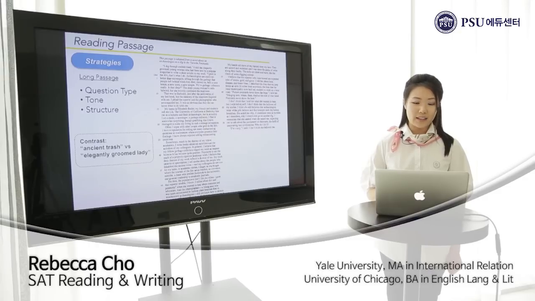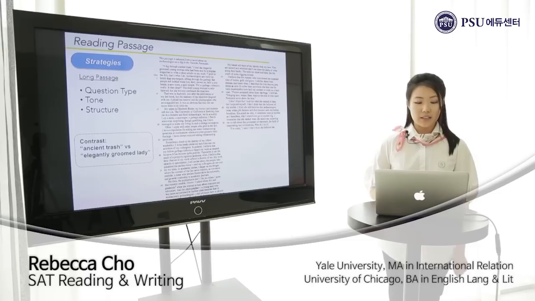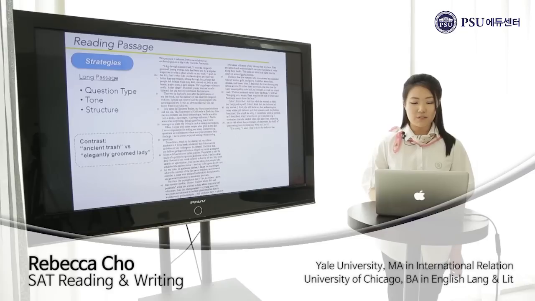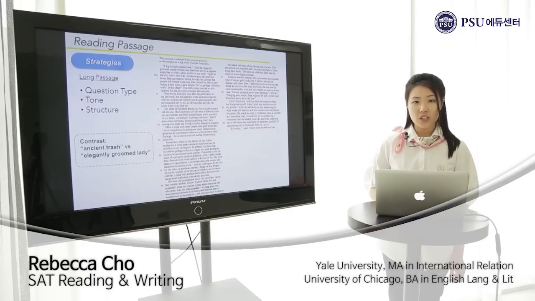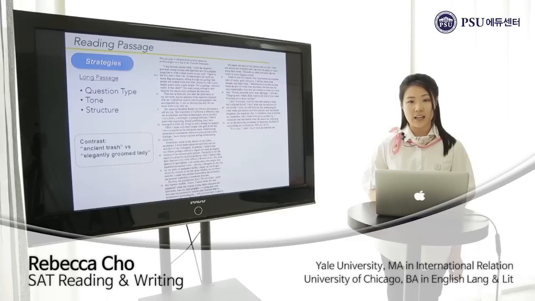But before we do that, let's take a closer look at this passage. So in the beginning, the first paragraph, we're given a contrast. "I dig through ancient trash," I told the elegantly groomed young woman. And we have a contrast between the words ancient trash and the elegantly groomed lady. And so this sets the tone or the stage for this entire text. And you'll continually see these types of juxtapositions, which is important in setting the tone.